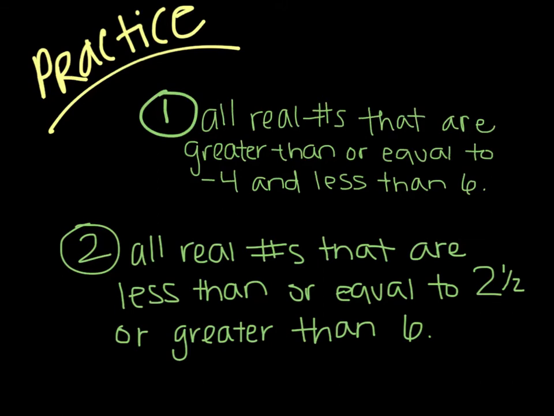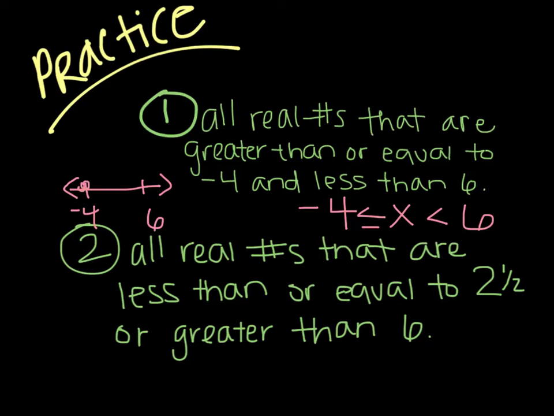Alright, answer for number 1 is -4 is less than or equal to x, which is less than 6. Okay? No, you didn't need to include a number line, but if -4 is here and 6 is here, this would be a closed circle, this would be open, and then it would just be the space in between. Alright, number 2, x is less than or equal to 2.5, or x is greater than 6. It's either one or the other, it is not both. So there are your answers.